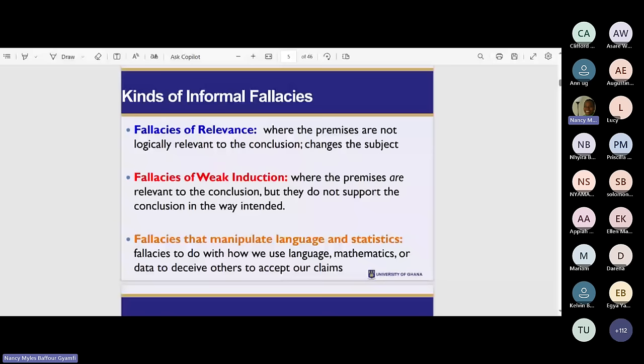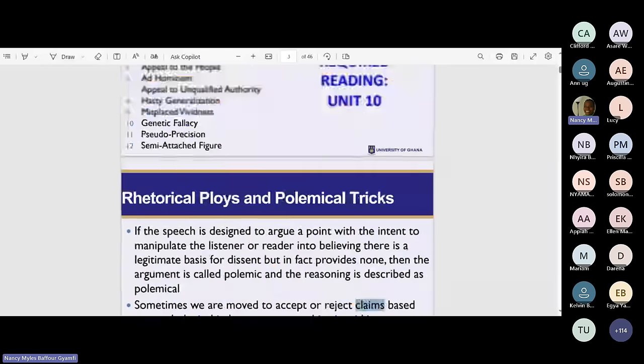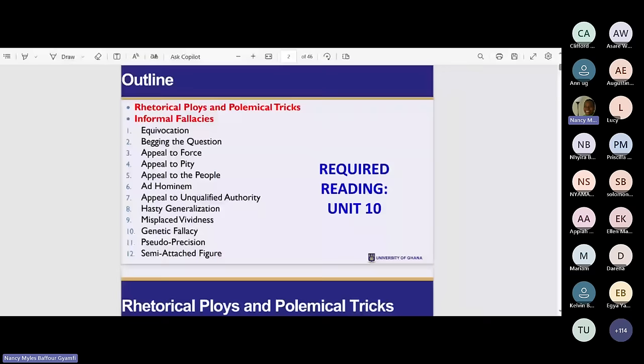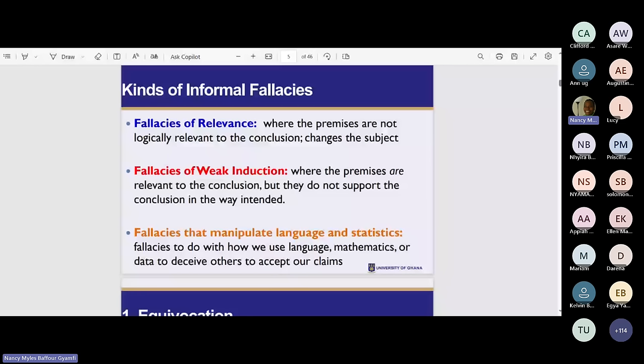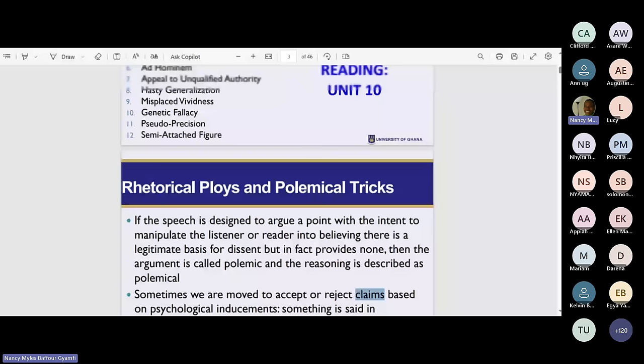So I'm going back to the first slide. All these 12 particular fallacies will be grouped under the three main categorizations we identify, like the way we find three main categorizations of diseases: viruses, bacteria, fungi. Think of it that way, and it will help you understand fallacies of relevance, fallacies of weak induction, and fallacies that manipulate language. Sometimes there can be overlaps, so a particular fallacy may fall within one or two. That is why the categorization is not our headache too much. Know the particular fallacy first. Then where to place it will be a secondary matter.